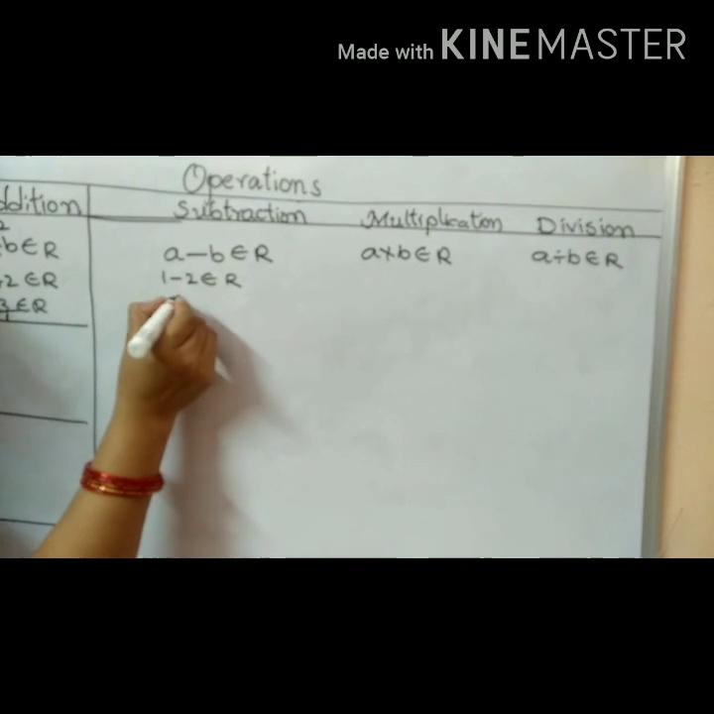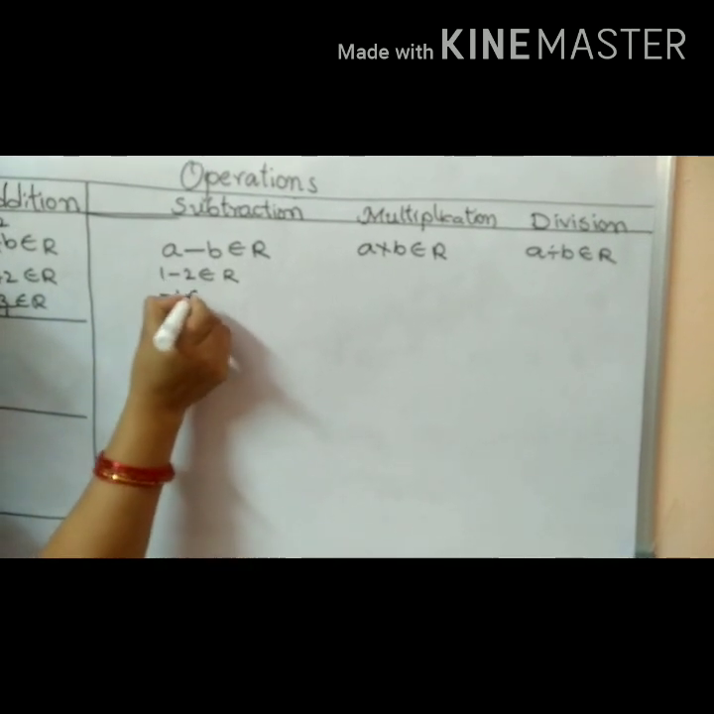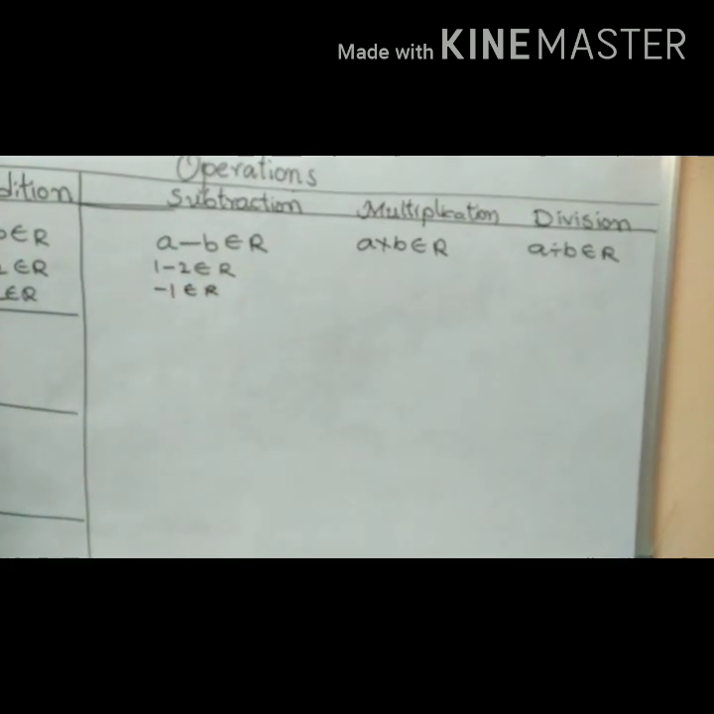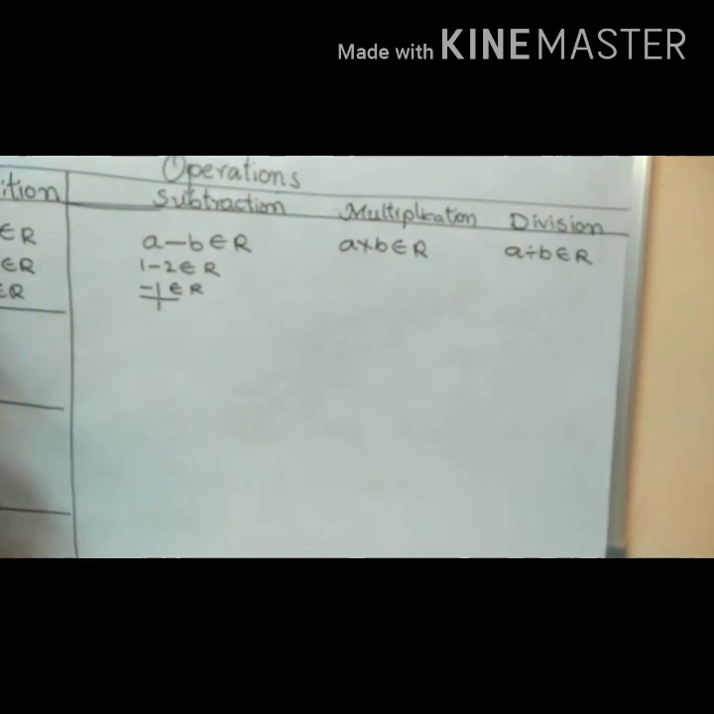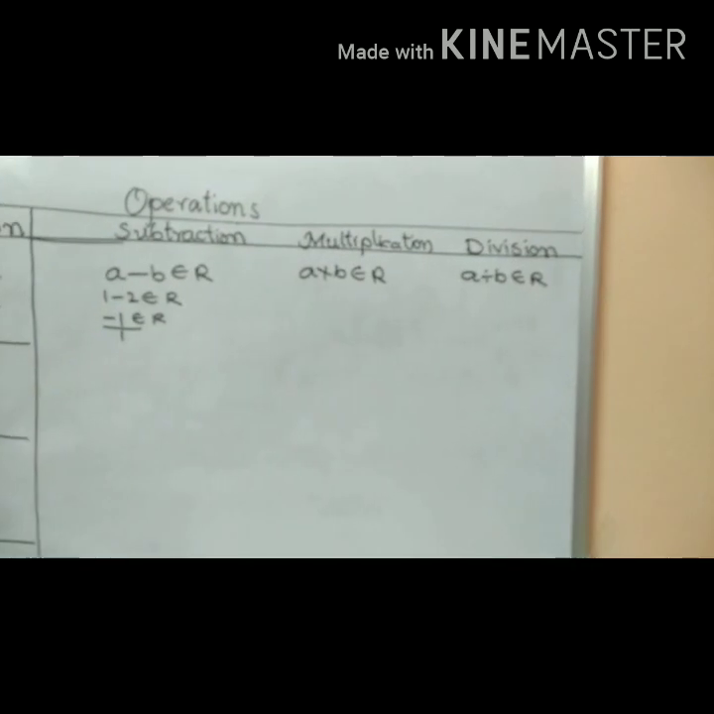So 1 minus 2 is minus 1, which belongs to R. Minus 1 is also the same, taking the denominator as 1. So it is a rational number.